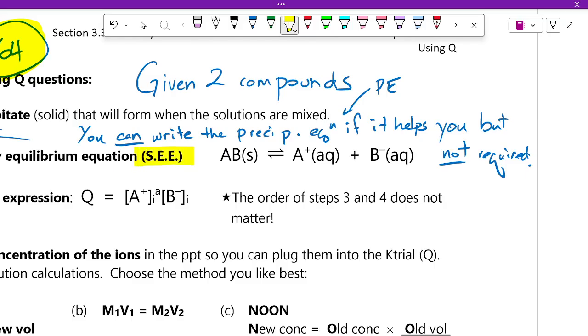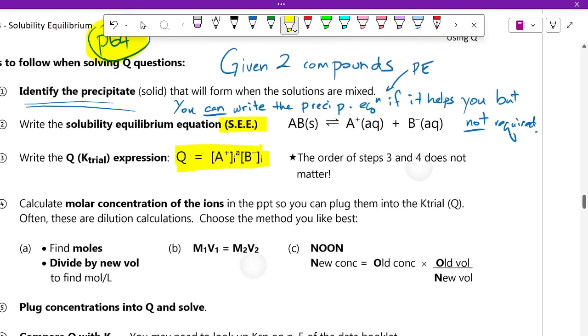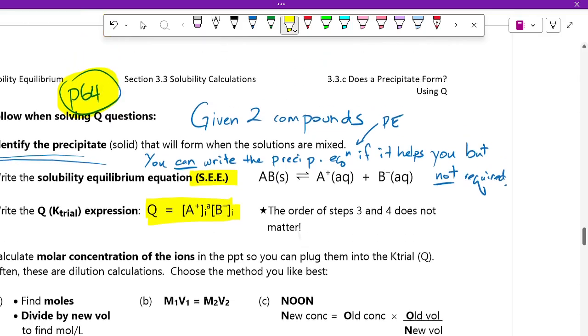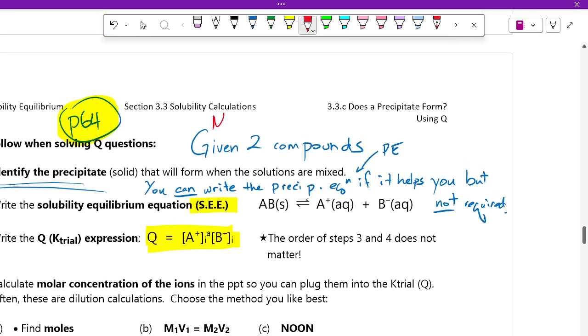So you're writing the solubility equilibrium equation for almost all of our calculation problems. We wrote it for when we're given solubility, we asked to find KSP. We had to write our C. We would then write our KSP. In this case, we're going to write our Q, and we plug our initial concentrations in there. You need to calculate the molar concentration of the ions using whichever dilution calculation, because you are mixing 2 compounds.